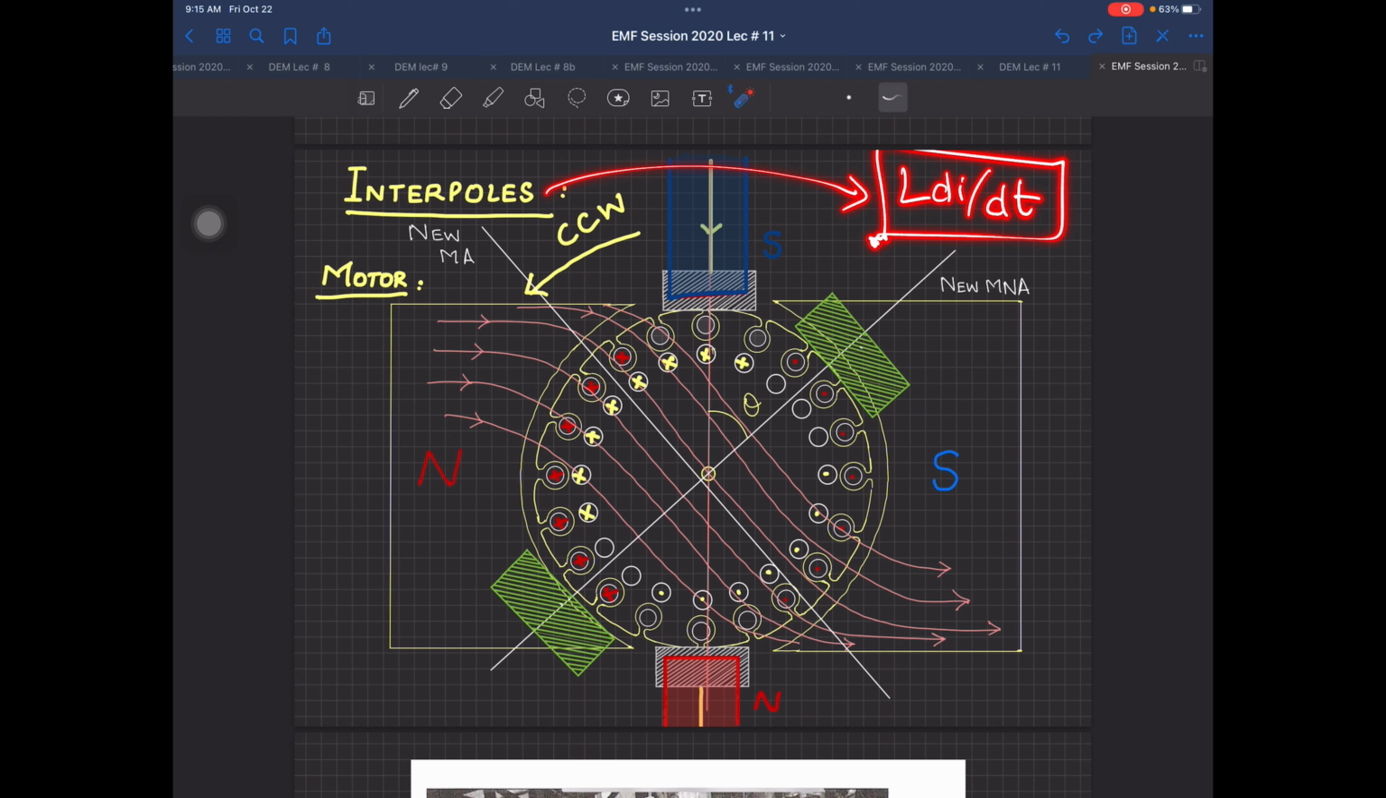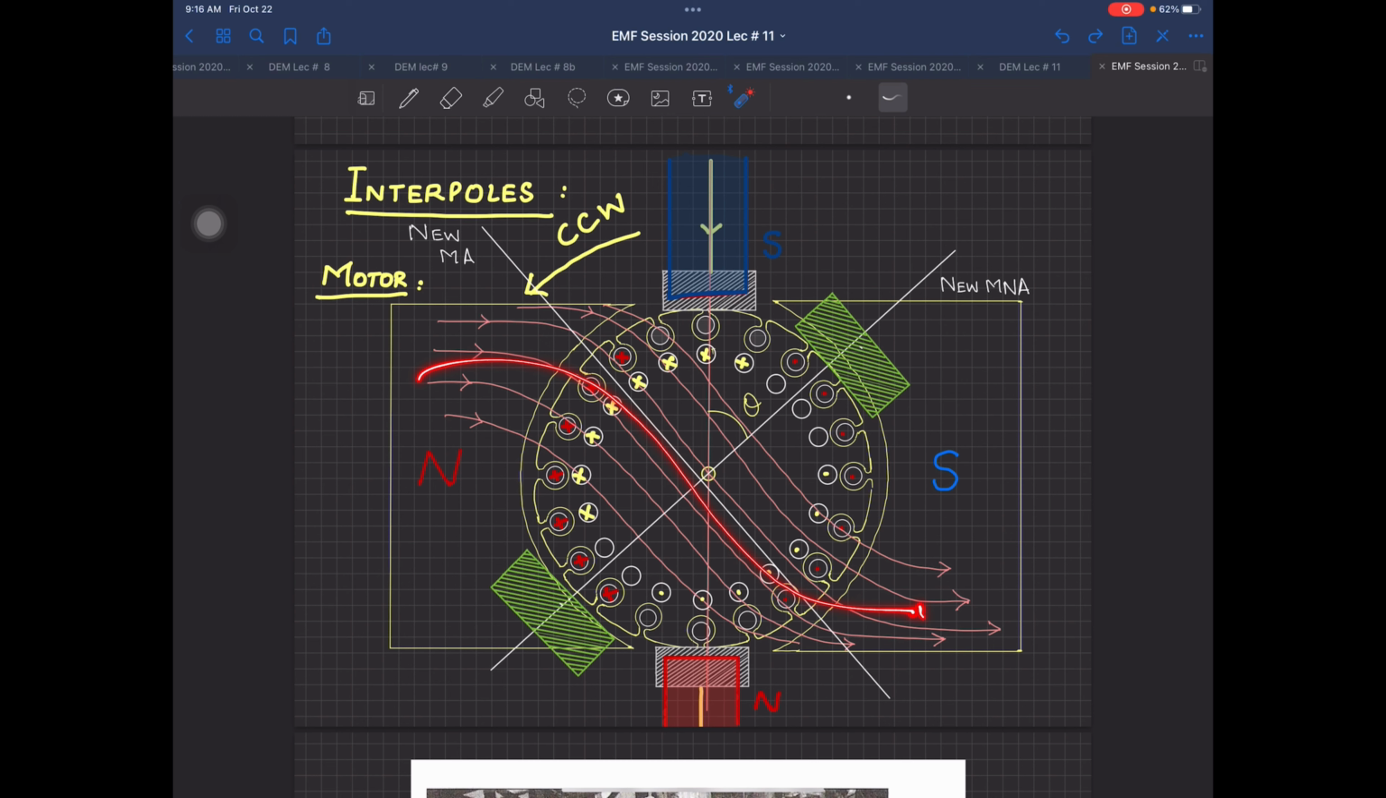Interpoles, the main purpose is L di/dt, but it is also doing the armature reaction remedy of sparking at the carbon brushes. But the decrease in flux due to armature reaction does not change at all; only the sparking and pitting benefit. Nothing else benefits over there.